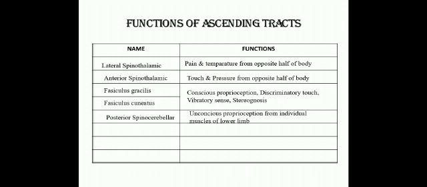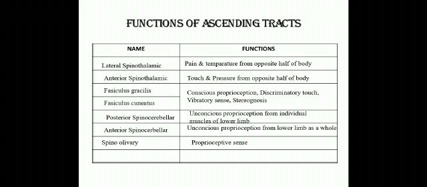Posterior spinocerebellar concerned with unconscious proprioception from individual muscles of lower limb. The anterior spinocerebellar concerned with the unconscious proprioception from the lower limb as a whole. Spino-olivary, proprioceptive sense, and the spinotectal, afferent limb of reflex movements of the eyes and head.